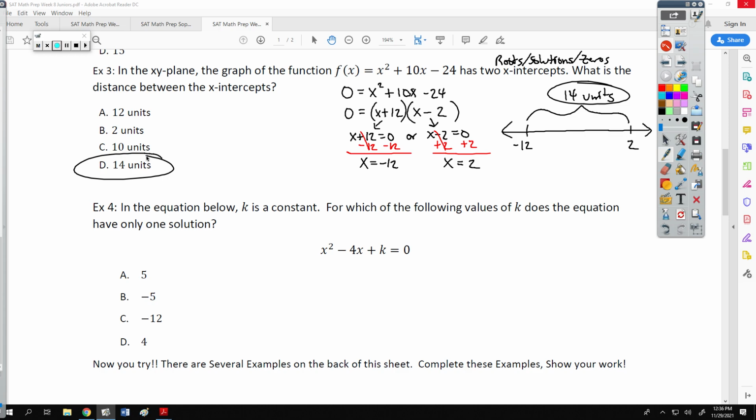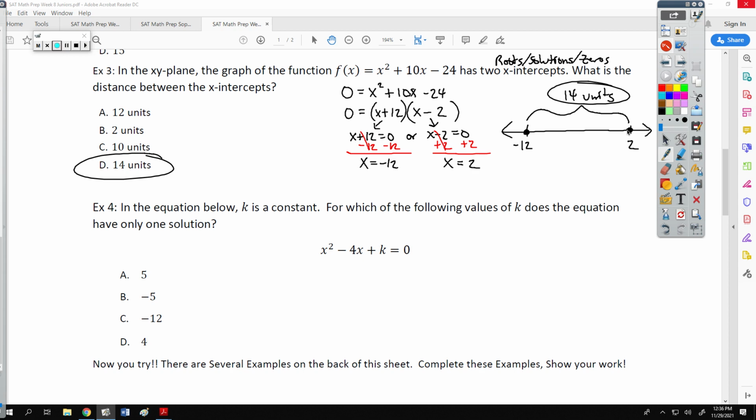Now think about, where are those two x-intercepts located on the number line that is the x-axis? How far apart are they? Well, those are 14 units apart. If you counted with your fingers the lines between negative 12 and positive 2, there'd be 14 lines.